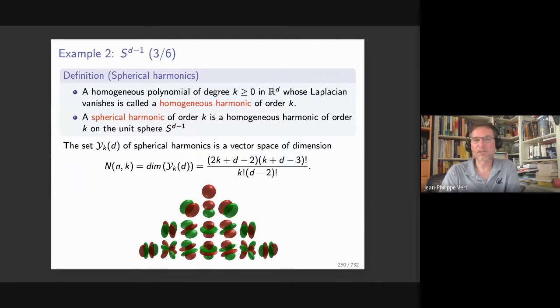This is a slide I just skipped. A spherical harmonic is just, on the sphere, a homogeneous harmonic, meaning a homogeneous polynomial of degree k whose Laplacian vanishes on the sphere. These are things that maybe you have seen in quantum chemistry, to study the wave functions of the electrons, etc. These are well understood concepts that define, a bit like the Fourier basis, a basis on the sphere.